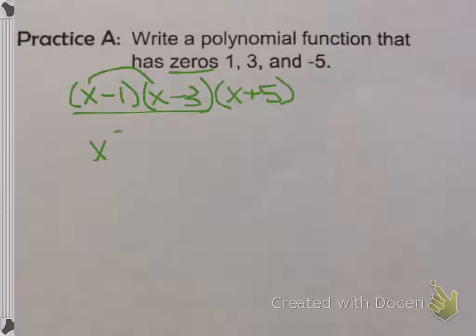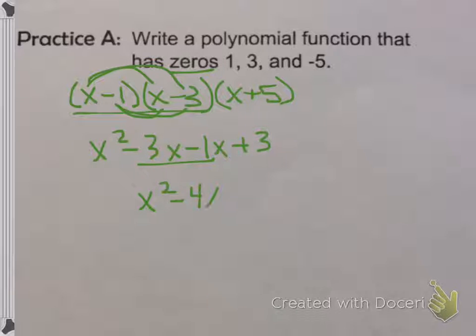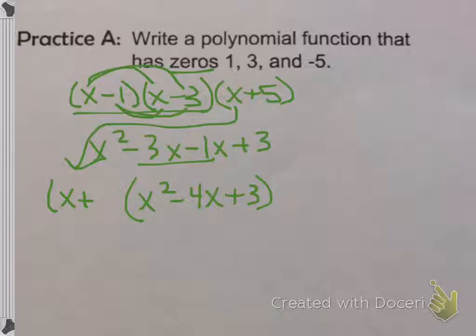X times x is x squared. X times a negative 3 is a negative 3x. Negative 1 times x is a negative 1x. Negative 1 times negative 3 is a positive 3. Combine those like terms together in the middle and you'll have x squared minus 4x plus 3. And then don't forget you got to bring that x plus 5 down. I like to put it in the front just because it looks nicer out there. Then I'm just going to start my multiplication all over again.